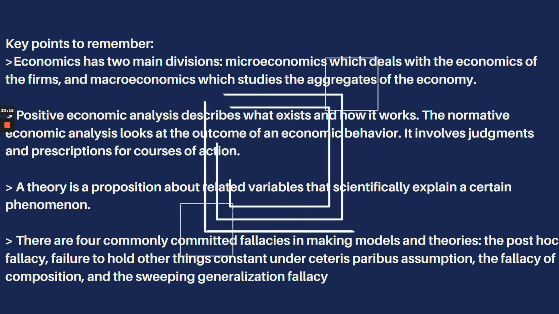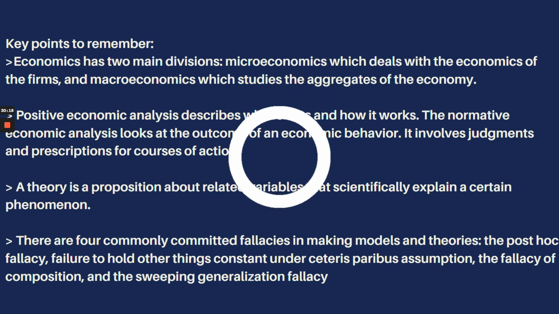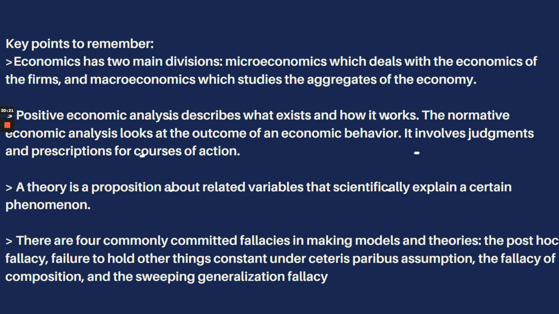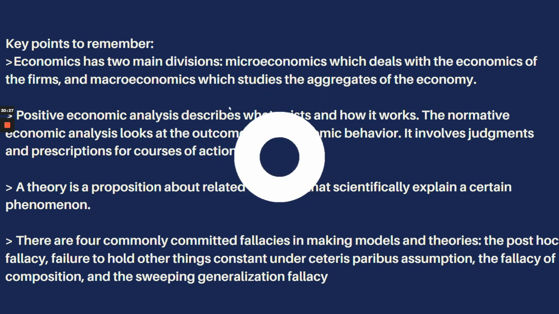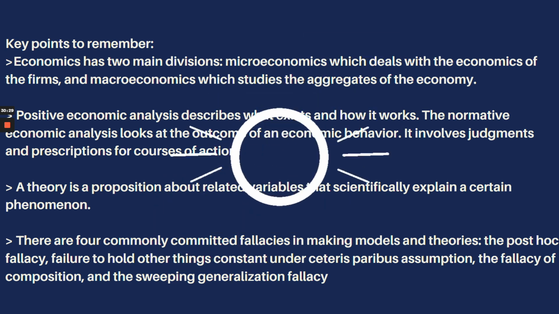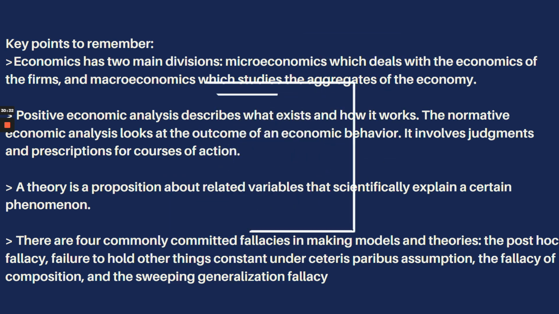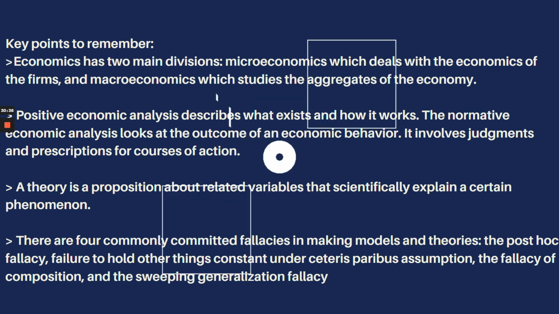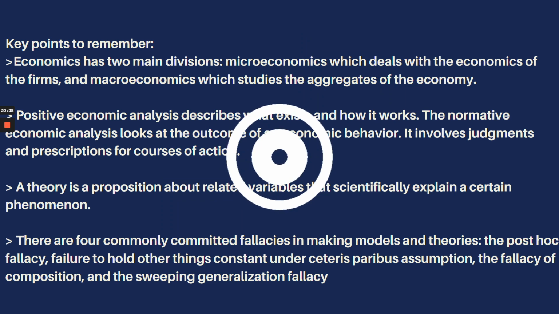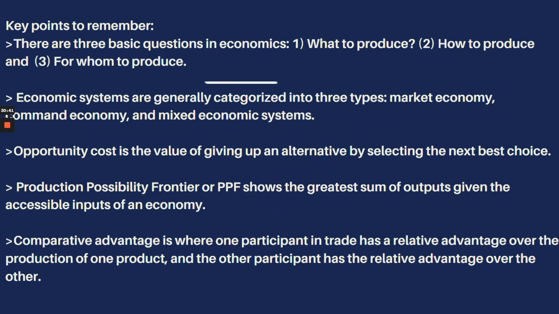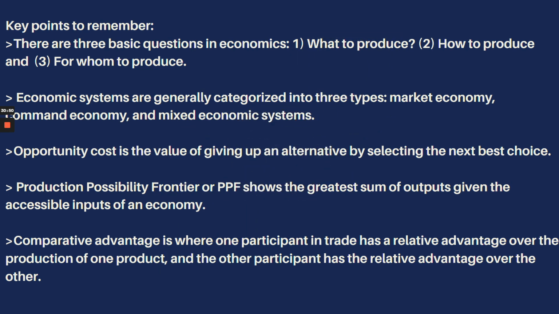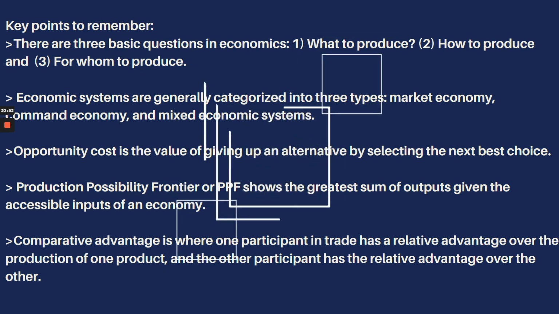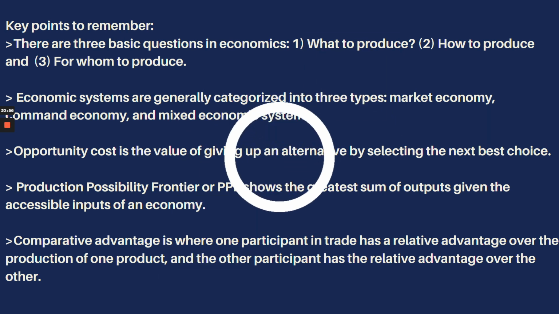A theory is a proposition about related variables that scientifically explain a certain phenomenon. There are four commonly committed fallacies or wrong notion in making models and theories. The post hoc fallacy, failure to hold other things constant under ceteris paribus assumption, the fallacy of composition, and the sweeping generalization fallacy. There are three basic questions in economics: what to produce, how to produce, and for whom to produce. The economic systems are generally categorized into three types: market economy, command economy, and mixed economic systems.